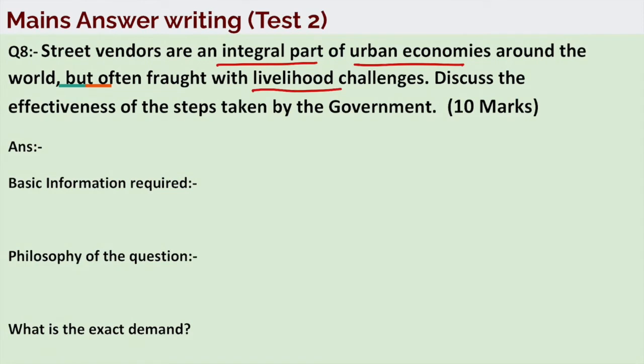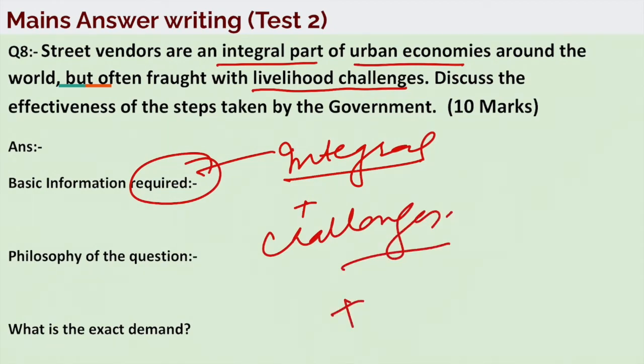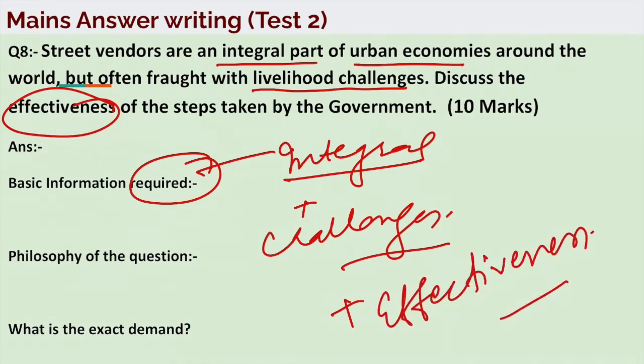So now moving to question number 8. Street vendors are an integral part of urban economics around the world, but often fraught with livelihood challenges. Now, the basic information that you should know or talk about is how they are an integral part. This is very important. Then you will have to talk about the challenges that they are facing. And now, the third part, effectiveness of the state. Now I know that you can easily talk about the Street Vendors Protection of Livelihood Act 2014, but you will have to focus on the effectiveness of such a step rather than just putting what steps have been taken by the government, which will not give you the marks.